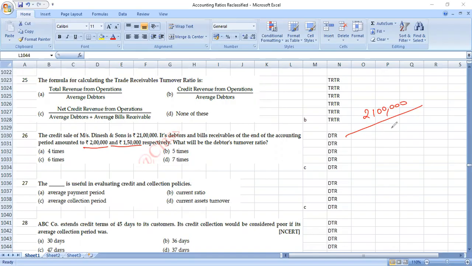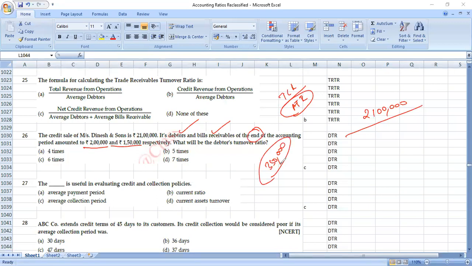it in the denominator. The debtor turnover ratio is total credit revenue divided by average trade receivables. Average trade receivables include bills receivable and debtors. And for both of them, the end of the accounting period number is given. So total average trade receivable is 3,50,000.